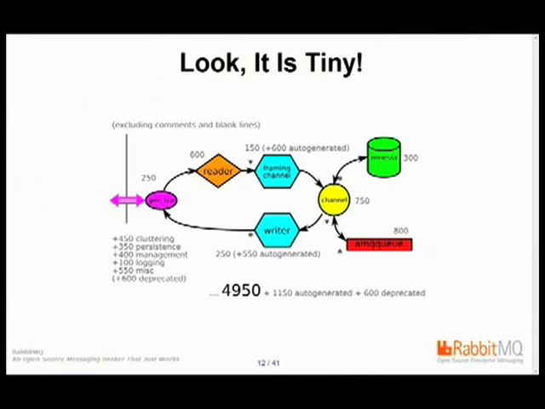Now, how small is the code really? Well, it is pretty tiny. The entire RabbitMQ server code base is just under 5,000 lines of handwritten Erlang code and another 1,100 odd lines of auto-generated code. The bulk of the auto-generated code is in the AMQP codec, the layer that deals with taking bytes, octets, off the wire and turning them into Erlang data structures representing AMQP commands, and vice versa.